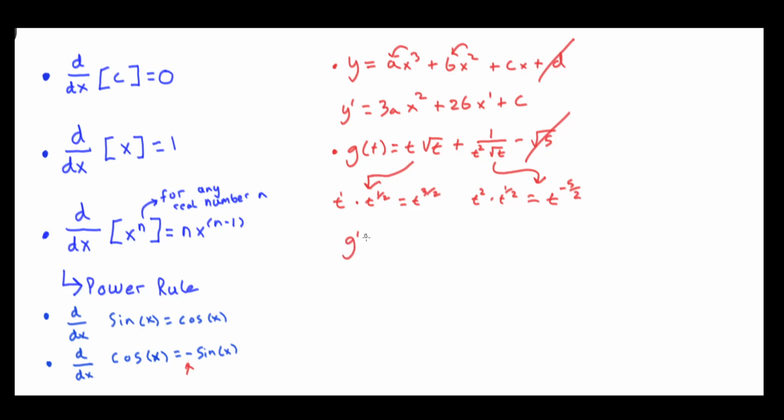So we'll have g prime t is equal. So looking at this first term here, our n value is 3/2. So I'll put that in the front. t, and 3/2 minus 1 is just 1/2.